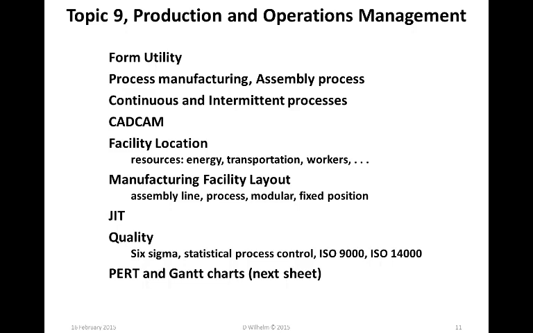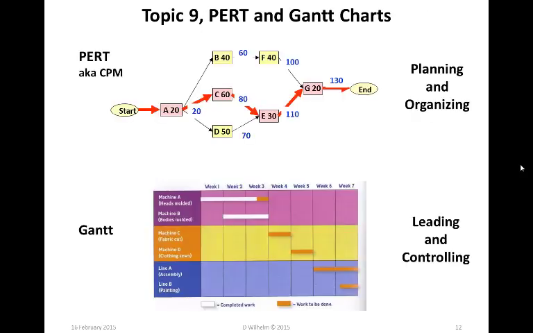PERT and Gantt charts. PERT charts, also called critical path method, look at the tasks required to finish a project and find the best way to improve the project delivery time. PERT charts were developed by the RAND Corporation around 1950. Gantt charts were developed by Joe Gantt real early in the 1900s, and they show a bar on a task that is to be accomplished.